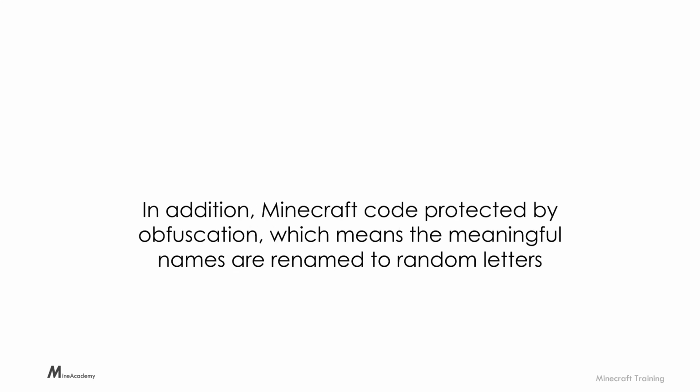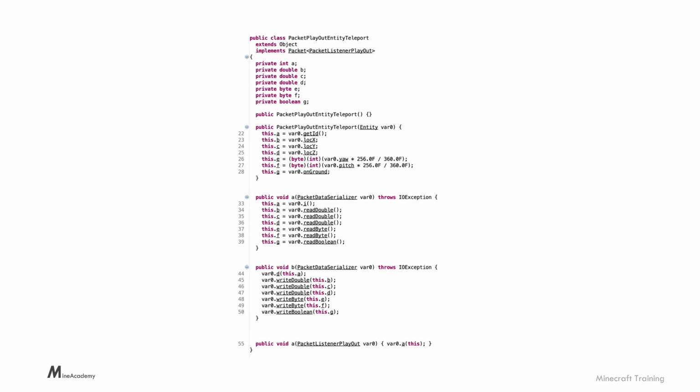In addition, Minecraft code is protected by obfuscation, which simply means that meaningful names are renamed to random letters, and the code which I just showed you how easy it is actually looks pathetically hard, and if people see this, they're going to guarantee think, oh my god, I'm never going to learn Java. It's not your fault because this code has been purposely encrypted to prevent bad actors from copying, pasting it, slapping their name over it, and reselling it.